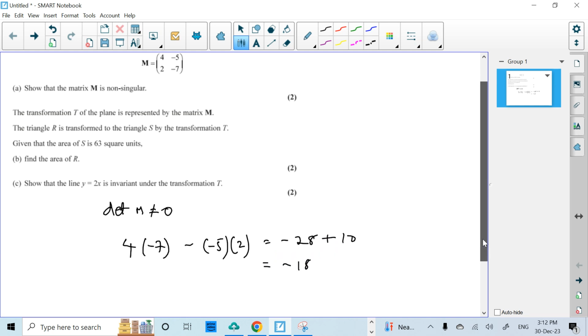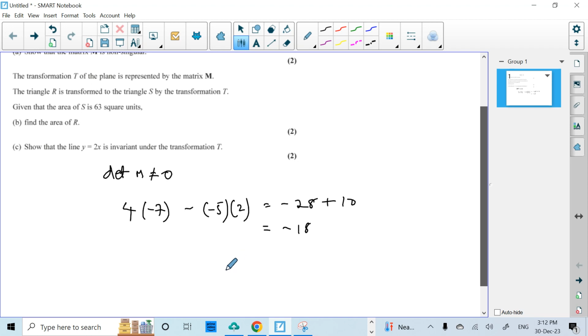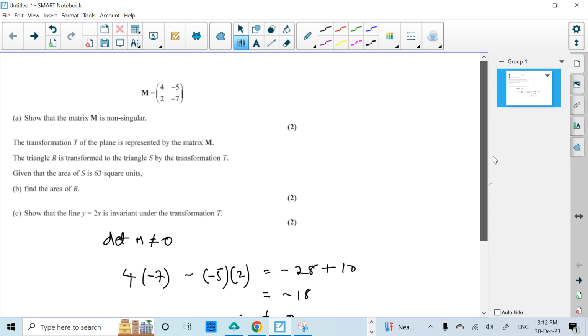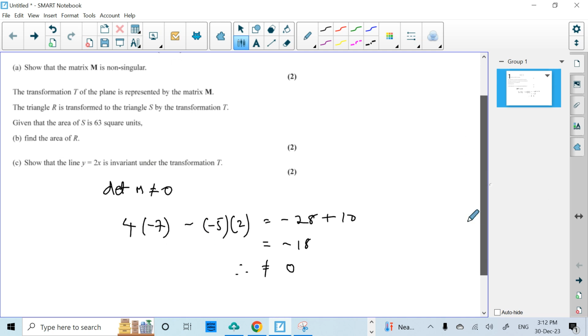So minus 18 means that the determinant of M is not equal to 0, so that means that it's non-singular. When you use matrices like this, it's sensible to always tell the examiner that it's either equal to or not equal to 0.